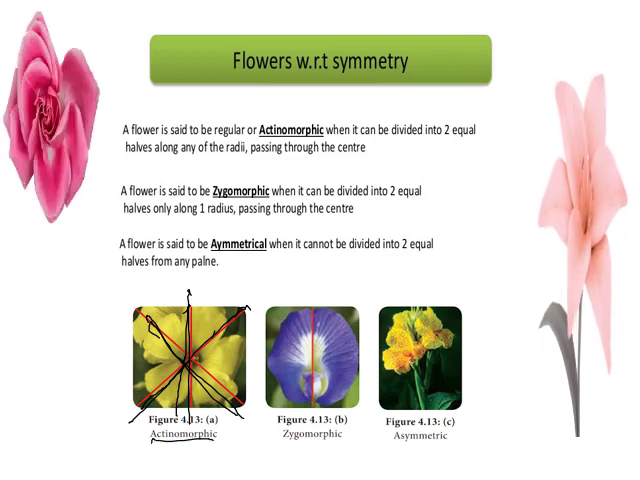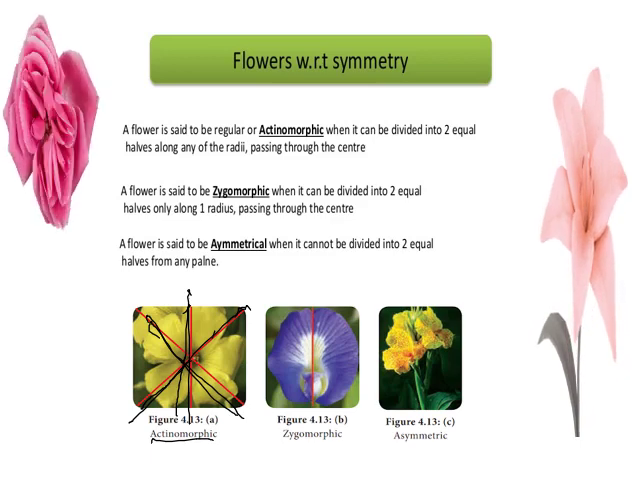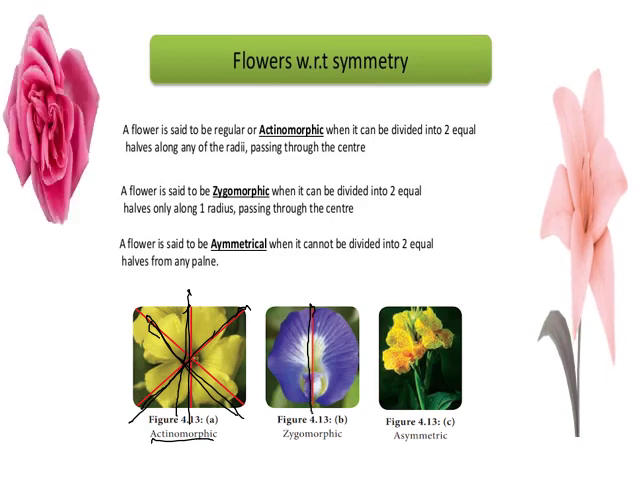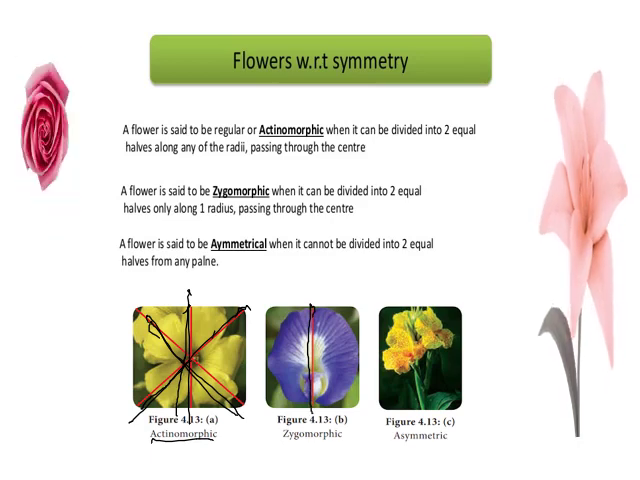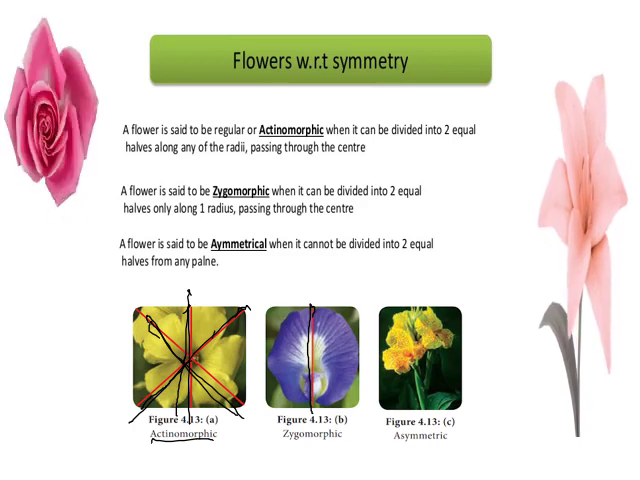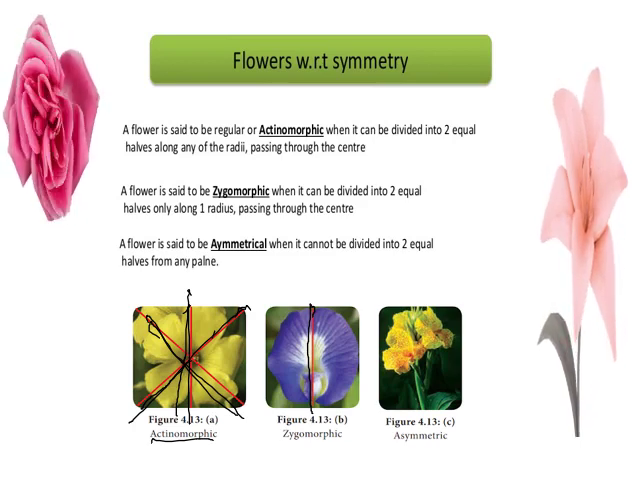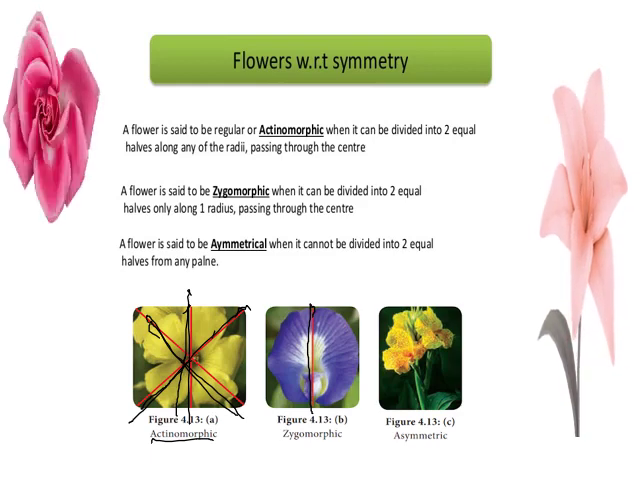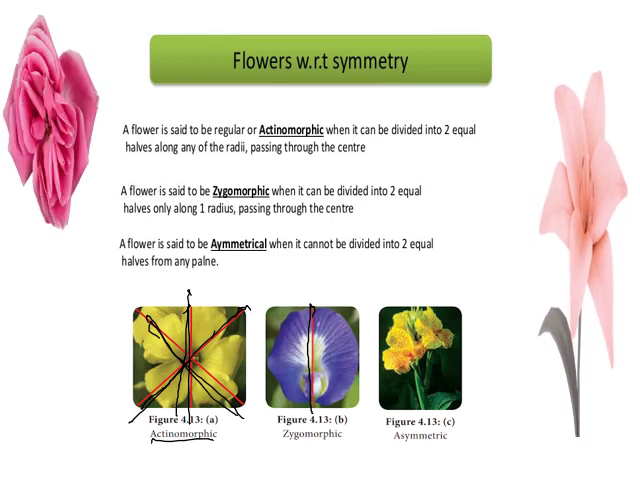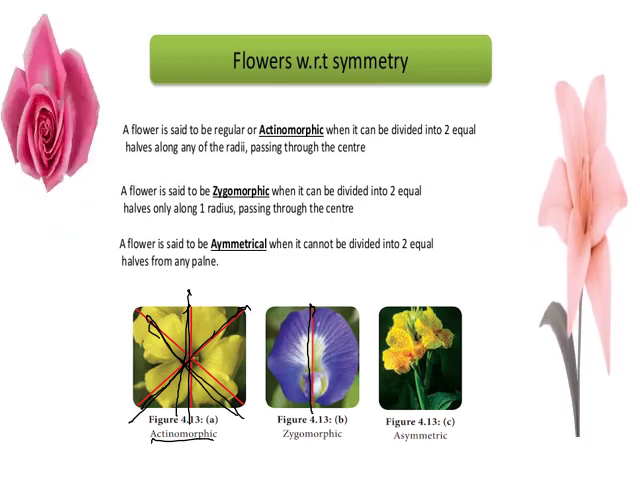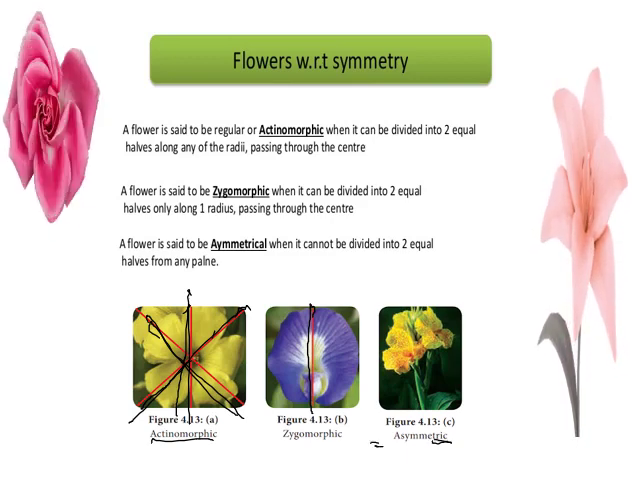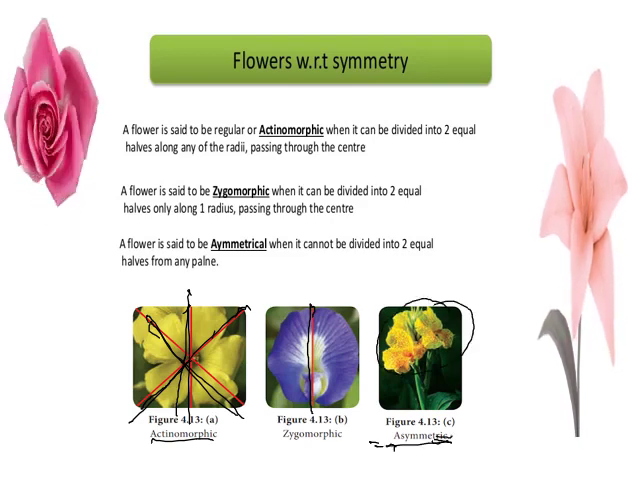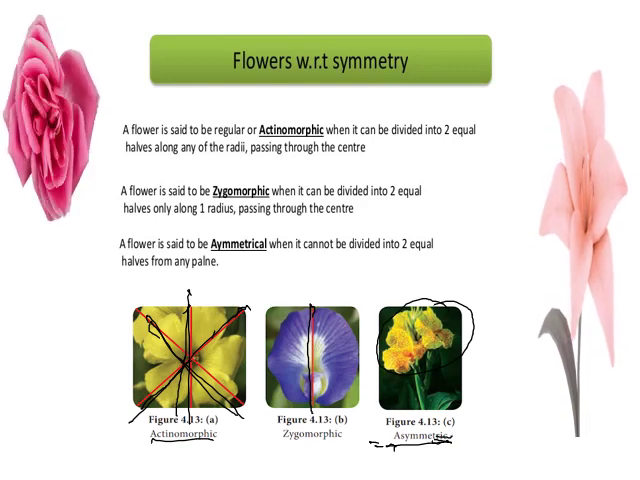A flower is said to be zygomorphic when it can be divided into two equal halves only in one plane. Only in one plane, when we divide the flower into two equal halves, we call such type of symmetry zygomorphic. And a flower is said to be asymmetrical when it cannot be divided into two equal halves from any plane.